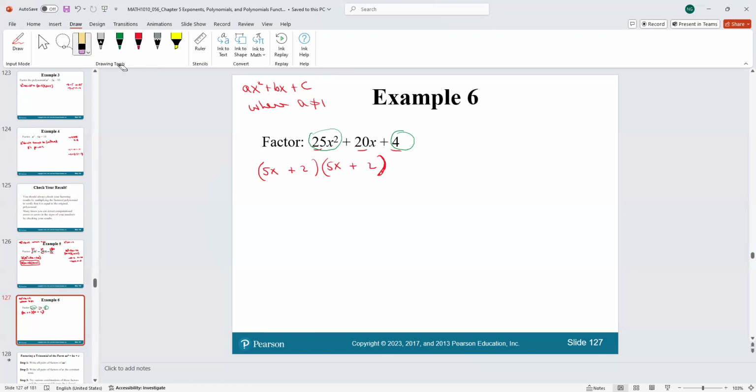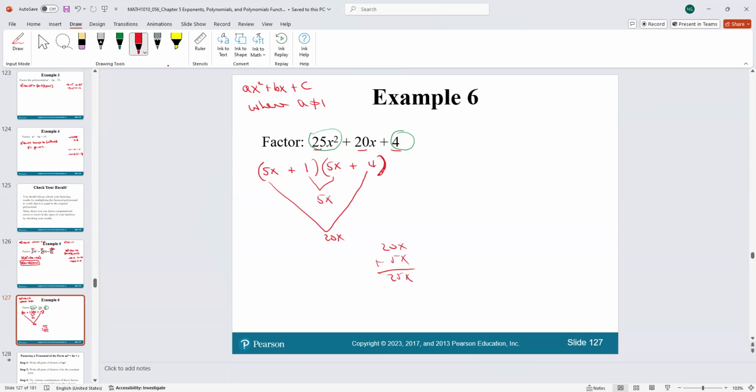I'm going to do 1 times 4 first, so you can see. If I do 1 times 4, to make it 24, I'm going to try something. Look, this one right here gives me 5x, and this one right here gives me 20x. So if I take 20x plus 5x, it gives me 25x, which is not the term in the middle.